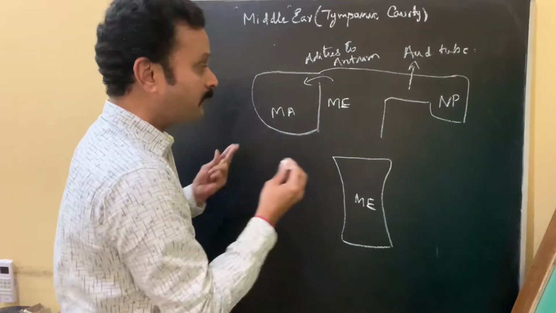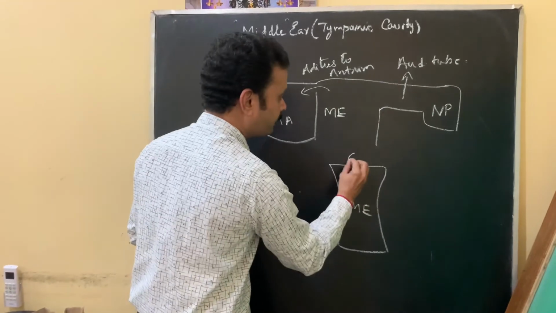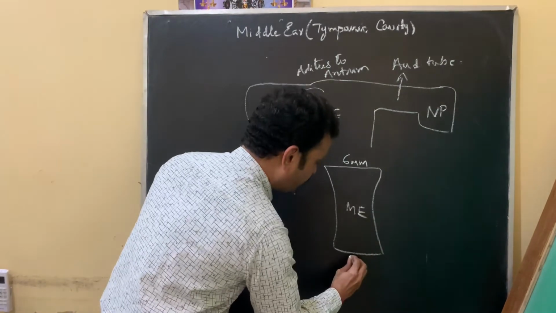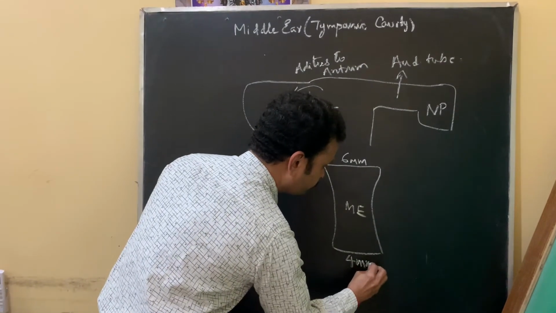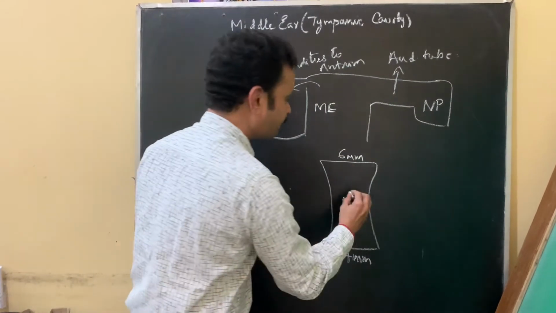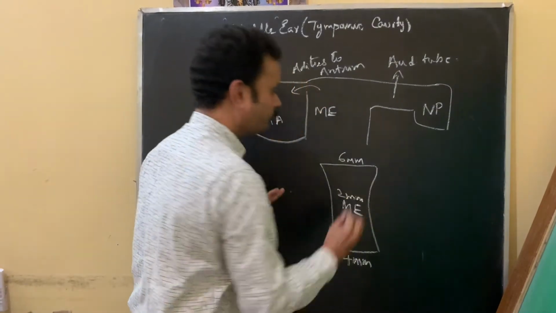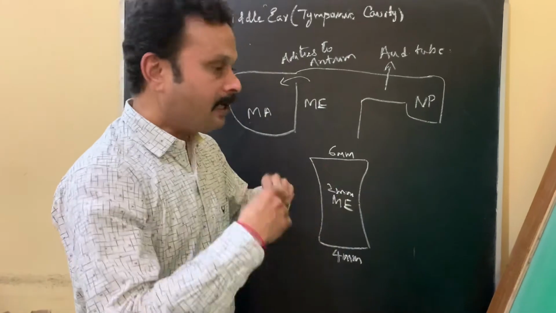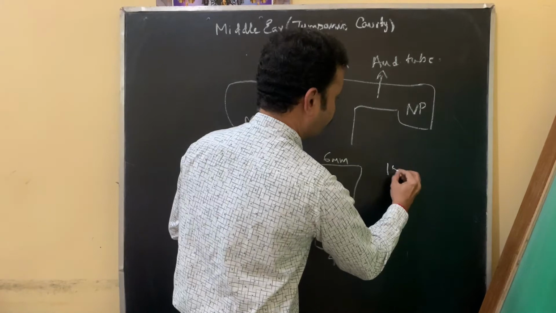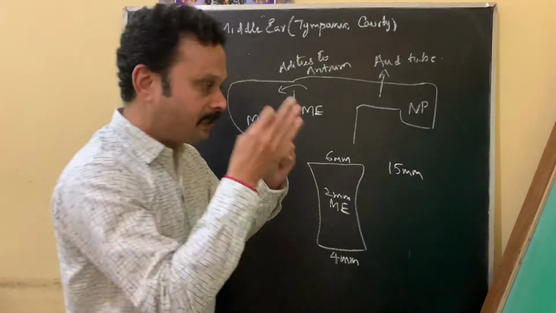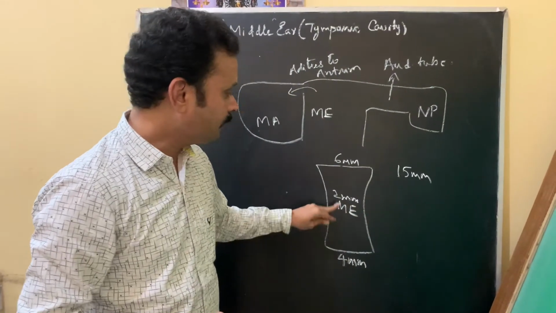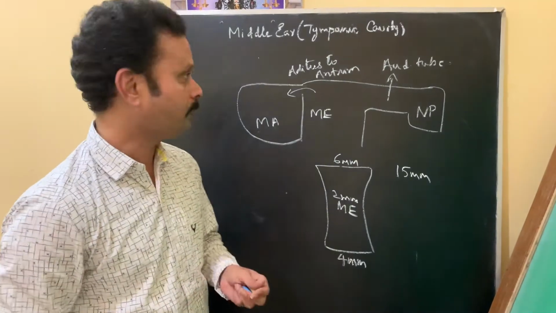And if you see the measurements of the middle ear, at the roof it is 6 mm, at the floor it is 4 mm. In the middle, that means at the tympanic membrane, it is around 2 mm, and vertically and antero-posteriorly it is around 15 mm. Vertically and antero-posteriorly, the size being 15 mm, at the roof being 6 mm, at the floor being 4 mm, and in the middle around 2 mm.